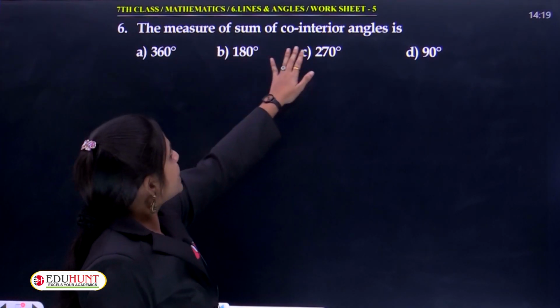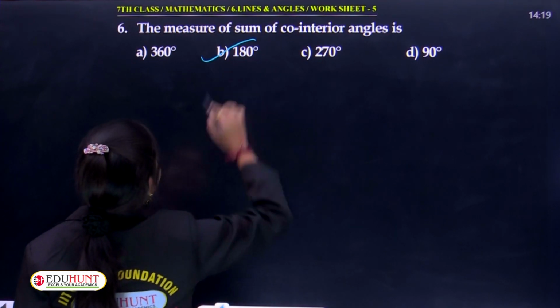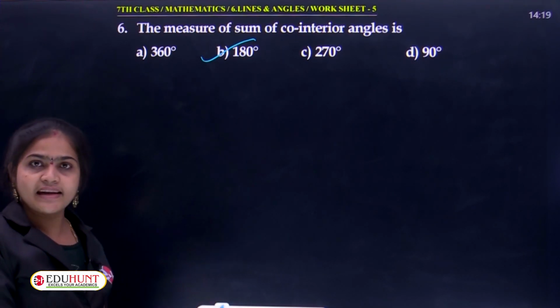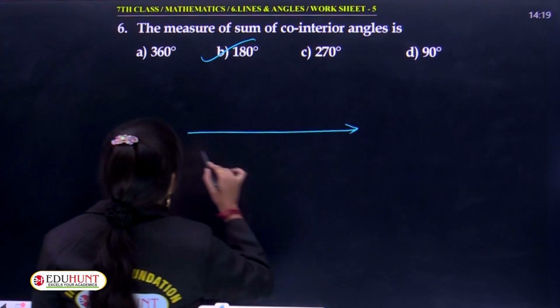See here, my sixth question. The measure of the sum of co-interior angles. The measure of the sum of co-interior angles is 180 degrees. Co-interior angles means what? Two angles that are interior angles and lie on the same side of the transversal. See here.